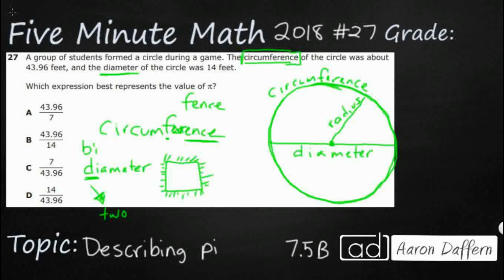So we actually have some numbers here. The circumference of the circle was about 43.96. The diameter of the circle was about 14 feet, and we actually don't need that radius. Well, what do we know about pi? Pi is actually a ratio, and it's a ratio of the circumference divided by the diameter. In every single circle, it's the circumference divided by the diameter, which means it is 43.96 divided by 14. So once you know what the circumference and the diameter is, they give you the answer, and it is B.